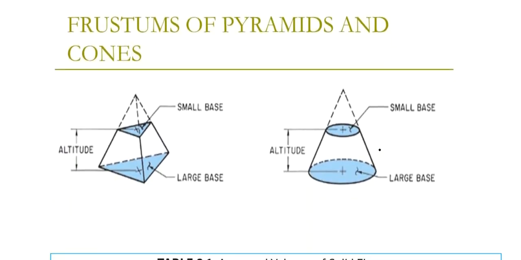We also have the idea of a frustum, and as you can see by the pictures in front of you, you take either a cone or a pyramid and you essentially cut off the top of it, and then what's left, you have two bases. You have a smaller base and a larger base, and that is the frustum.